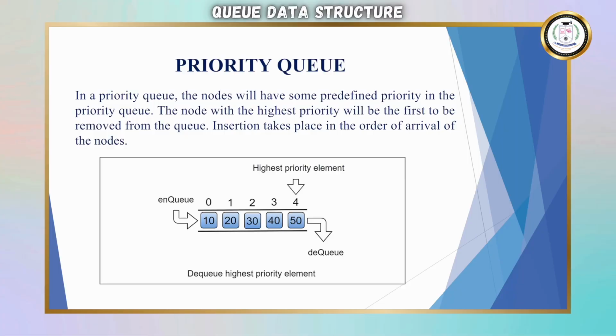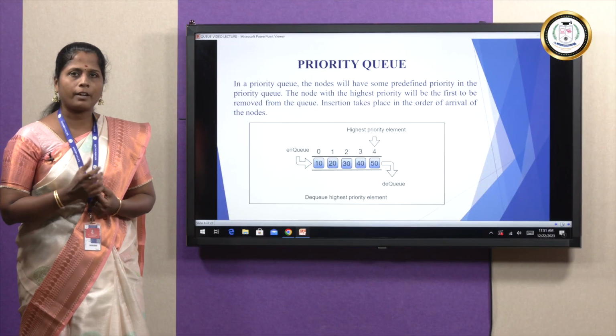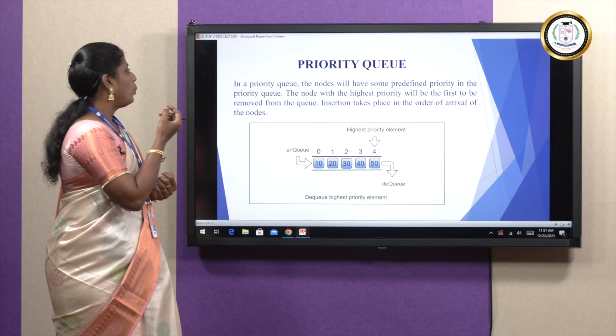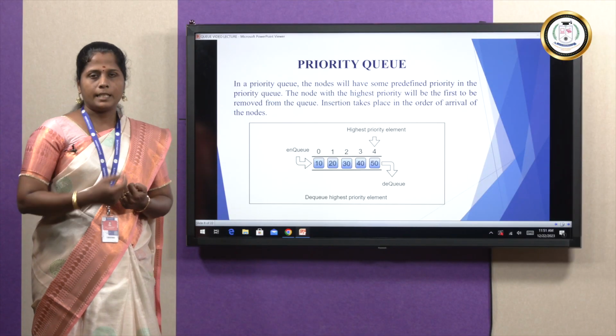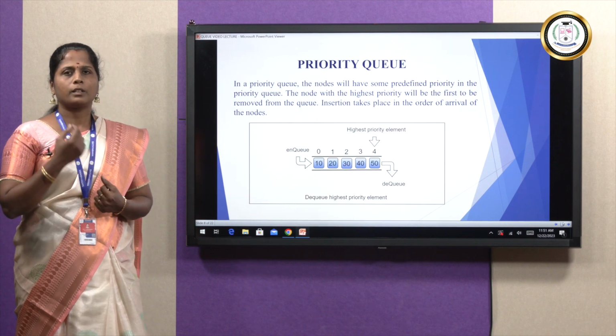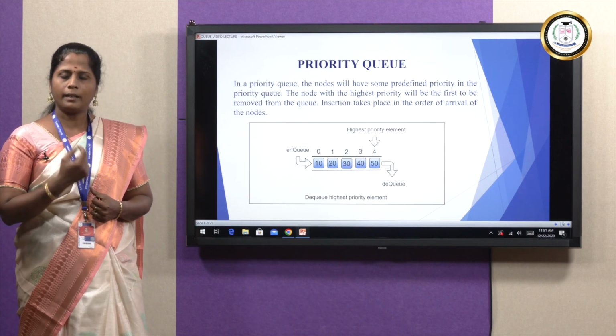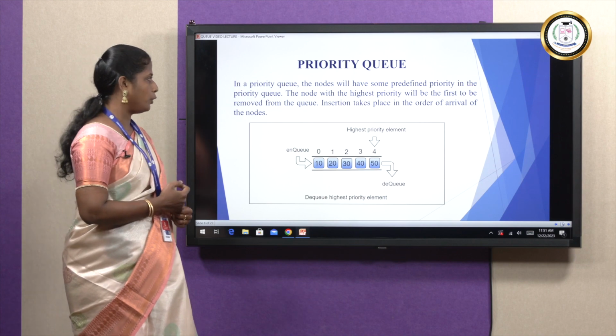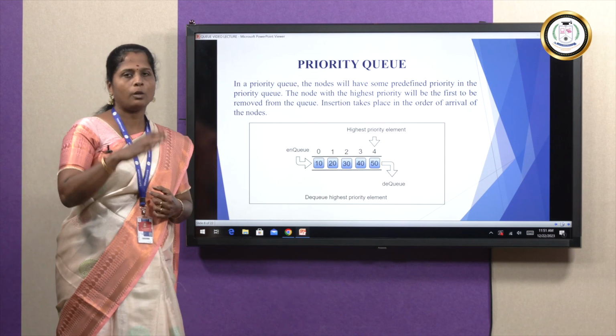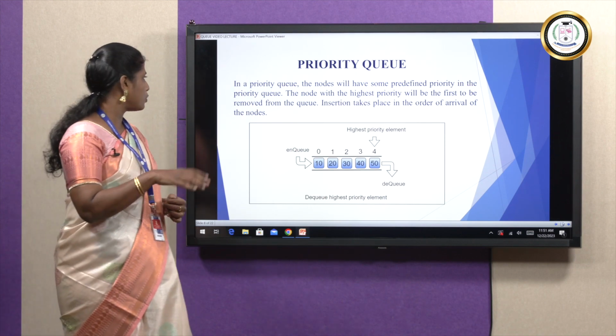This is called a priority queue. In a priority queue, all the nodes will have some predefined priority. So when a node has to be deleted from a queue, the node with the highest priority will be deleted first from the queue, and insertion takes place in the order in which elements approach the queue.